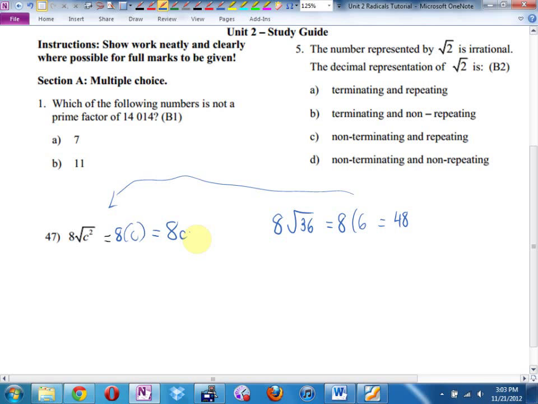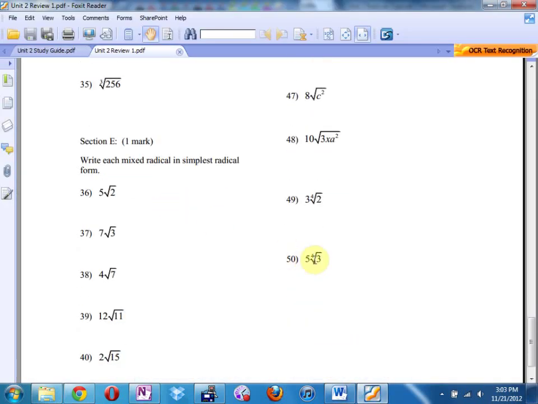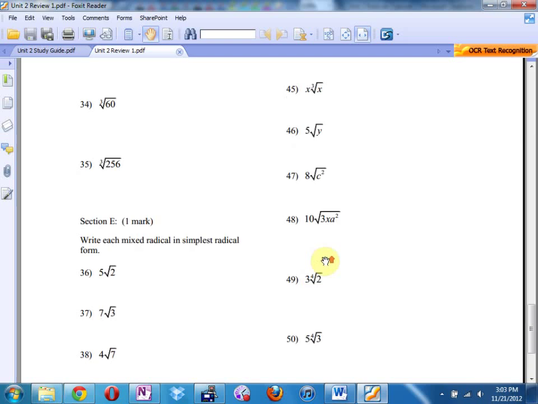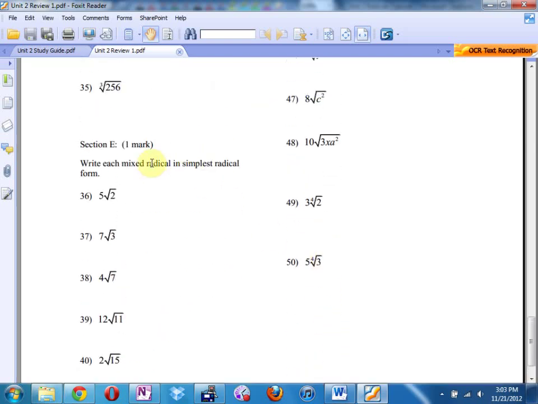Okay. 15 where? No, 50. 50? Yeah, on unit 2 with unit 1. Right here? Yeah. 5, 4th root 3. Yeah. And the instructions still say write each as a mixed radical and simplest radical form. In other words, they don't want you to go backwards and write it as an entire radical with nothing in the front. Okay.